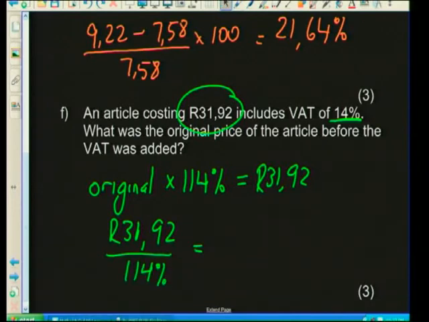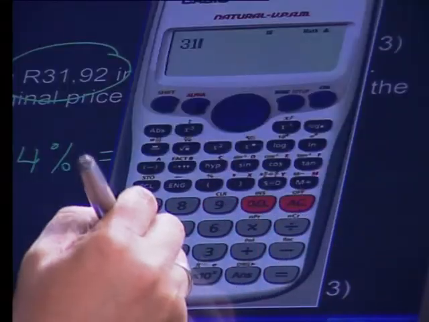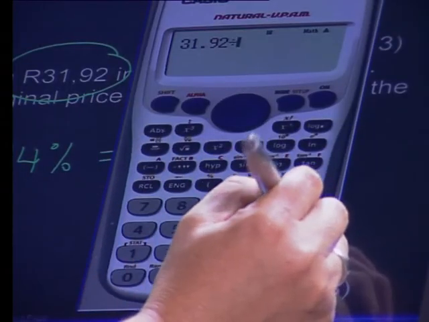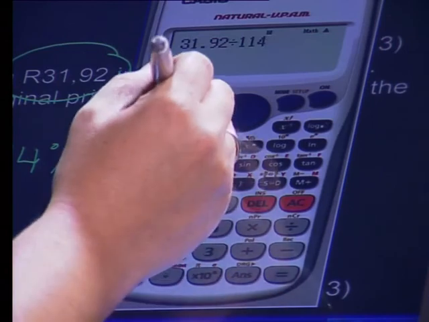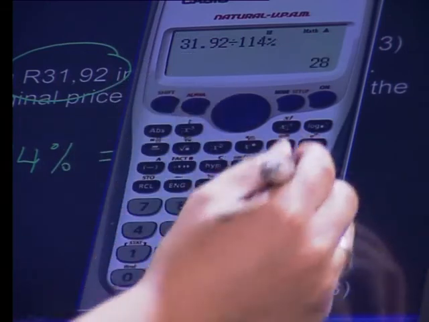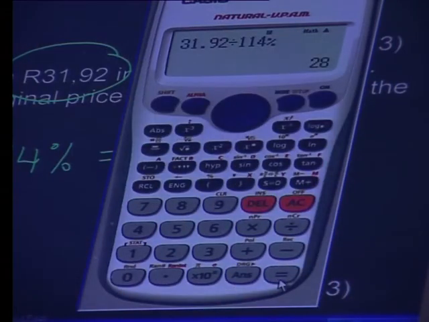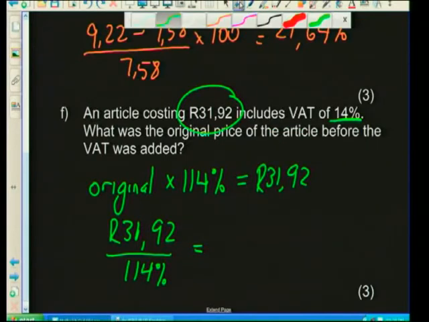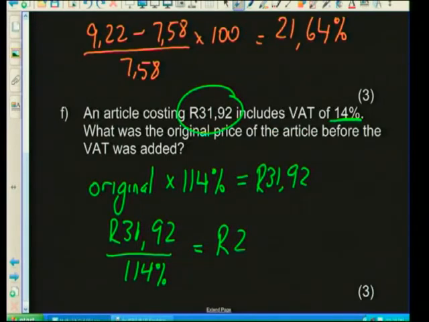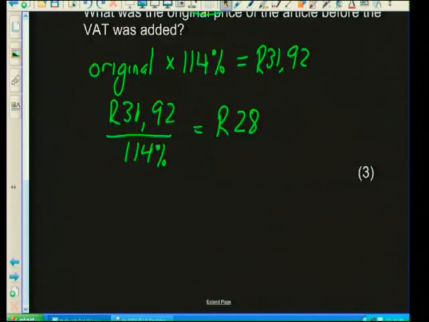And let's see what that is on the calculator. 31 Rand 92 divided by 114%. Originally cost me 28 Rand. What's important about a question like this is you can double check this. You can check whether you have actually got the answer correct.